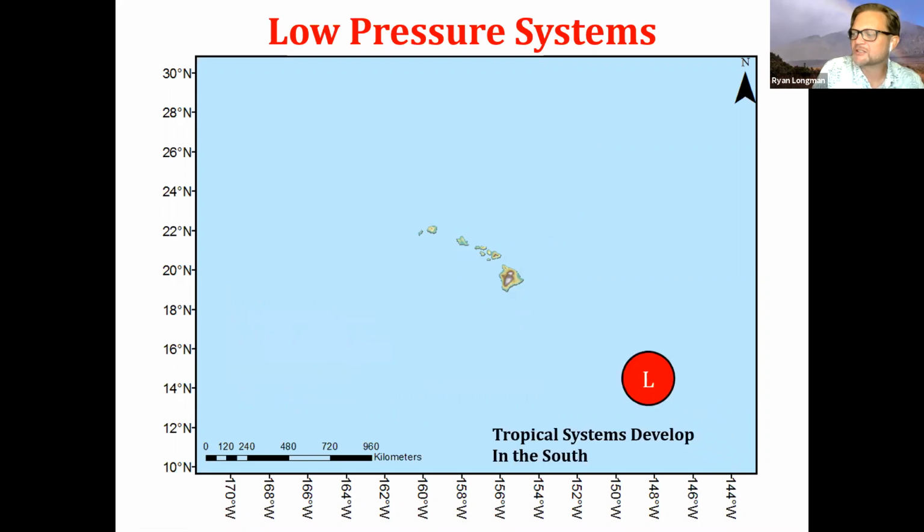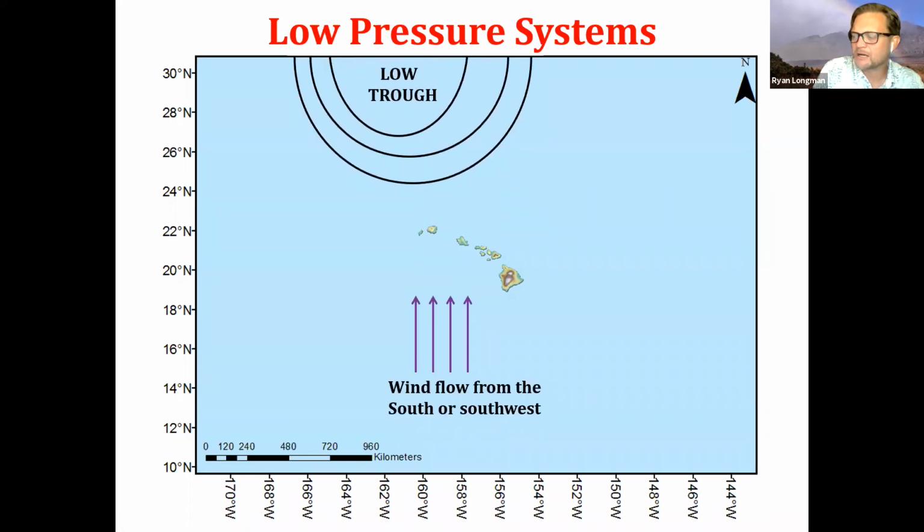And then we have tropical systems. They're rare. Between 2 and 4 years, we get significant rainfall from a tropical system. We've had some in recent years for sure, with Hurricane Lane in 2018. And then we get low pressure troughs that come through. So these are all ways we can get rainfall to the leeward sides of the islands.